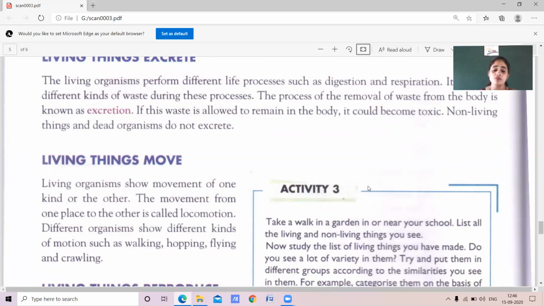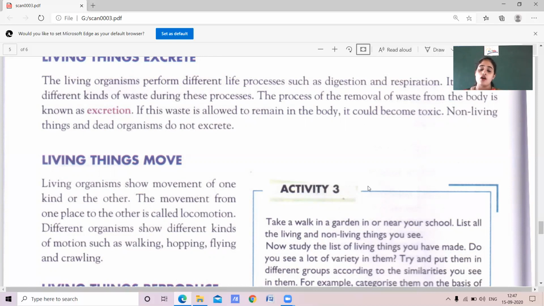Living organisms show movement from one place to another place. This movement from one place to another, we call locomotion. Different organisms show different kinds of motion. Some of them will walk, that is also a motion or a movement. They will move from one place to another place, that is a movement.